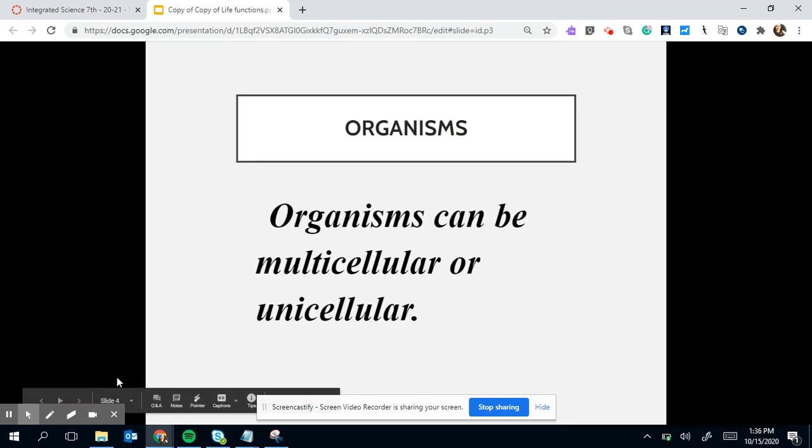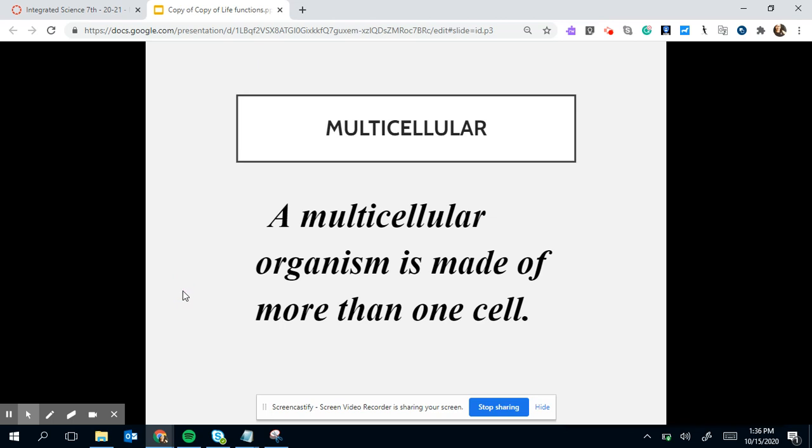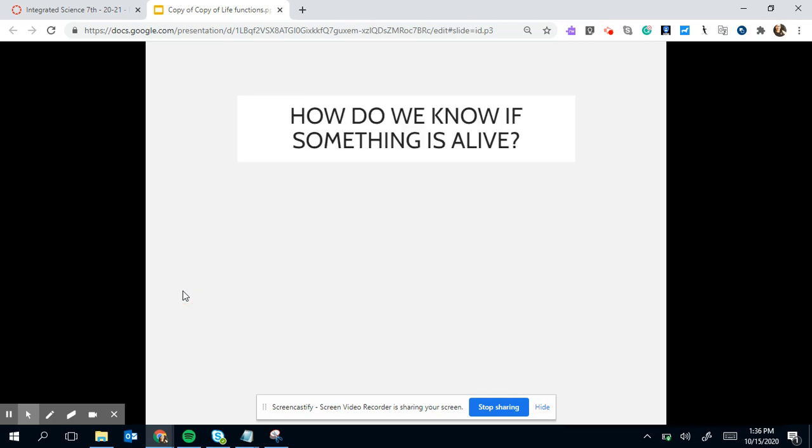Organisms can be multicellular or unicellular. If an organism is multicellular, it is made of more than one cell. If it is unicellular, it is made of one cell. A unicellular organism is made of one cell. A multicellular organism is made of more than one cell. Again, a cell is the building block of all living things.